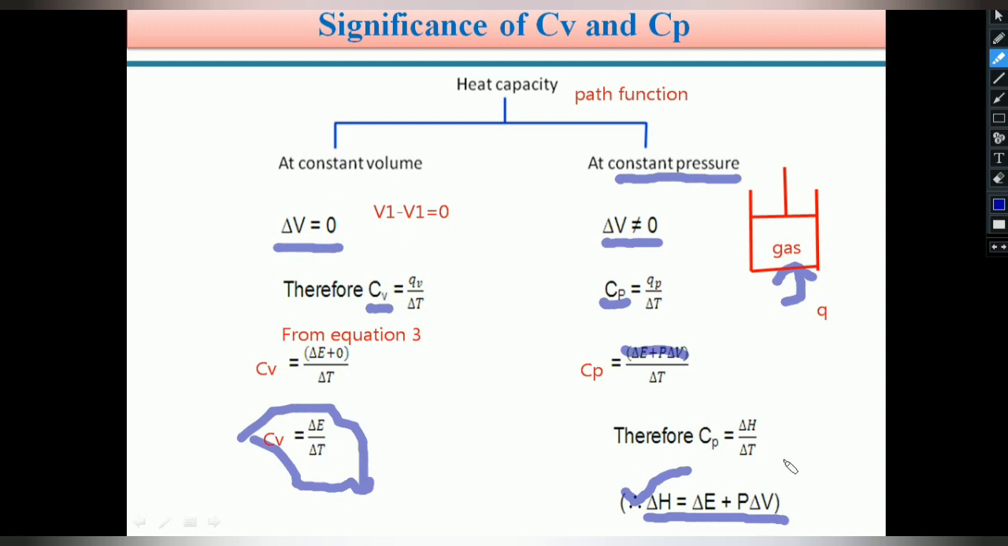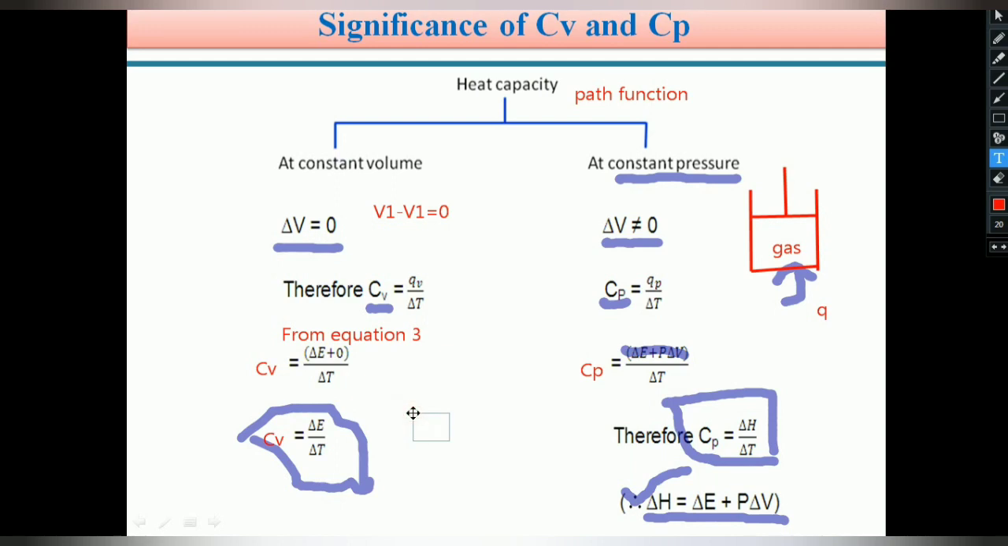So, we know students, enthalpy is a state function, so its absolute value we cannot calculate. Therefore, we can calculate the change in enthalpy, and from that relation we can derive one equation, delta H is equal to delta E plus P delta V. I substituted this value here and got the relation: Cp, heat capacity at constant pressure, becomes delta H by delta T.